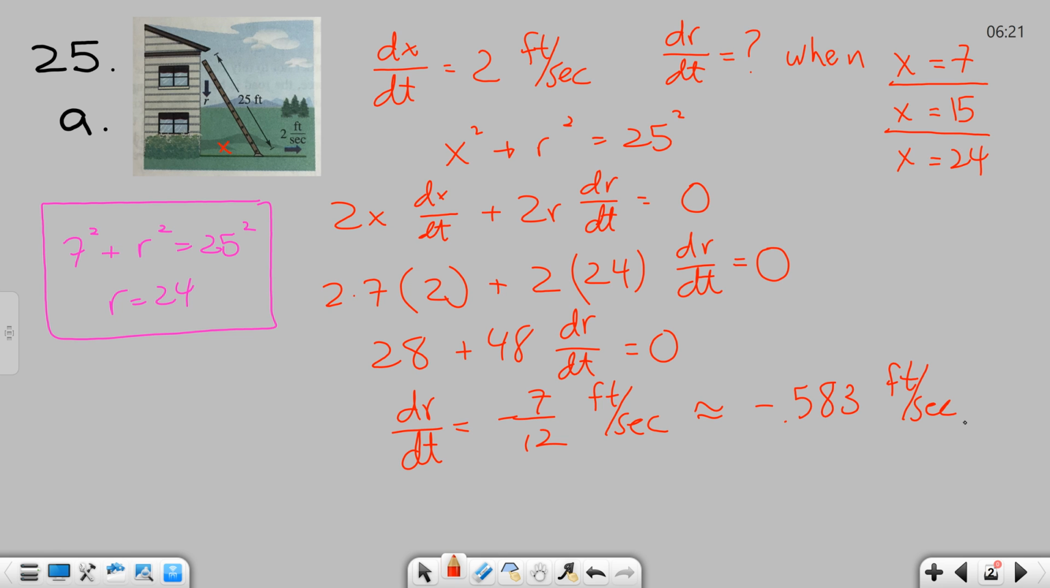And you'll recall in the 9-step method I said, check to see if your answer makes sense. And I will say the one thing about this problem, I don't really know if negative 7/12 is a good value, but I do notice that the value is negative, which makes me happy because the top of the ladder is sliding downward. The value of r is getting smaller, and therefore my rate of change of that value should be negative.